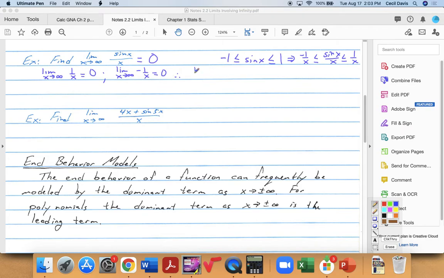Therefore, do you guys know that symbol for therefore? The three dots? I use it all the time. So it'd be the limit as x goes to infinity of sine of x over x is 0 by the sandwich theorem.